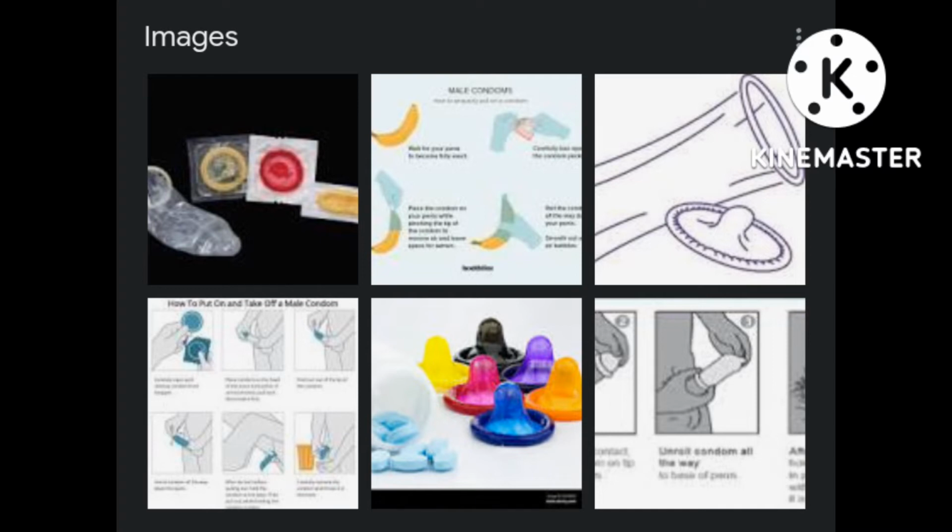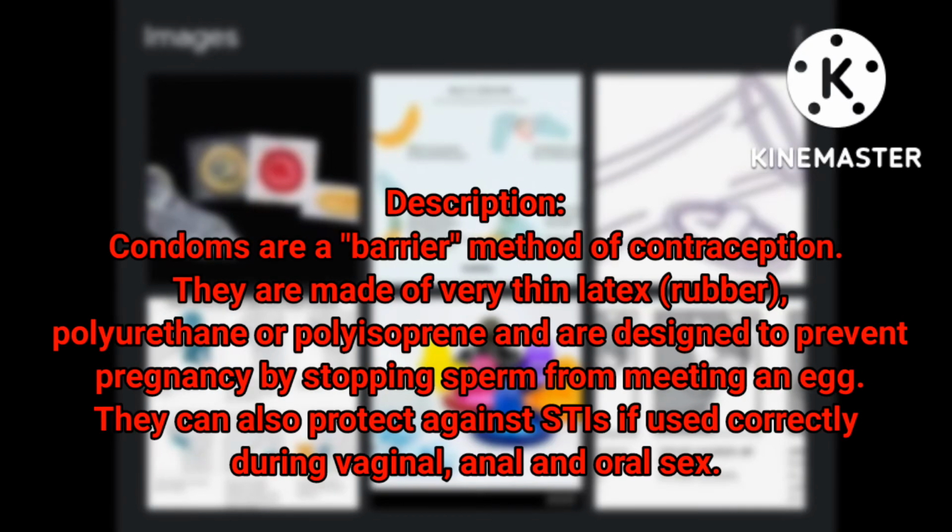Male condoms are a barrier method of contraception. They are made of very thin latex or rubber, polyurethane or polyisoprene, and are designed to prevent pregnancy by stopping sperm from meeting an egg. They can also protect against STIs if used correctly during vaginal, anal, and oral sex.